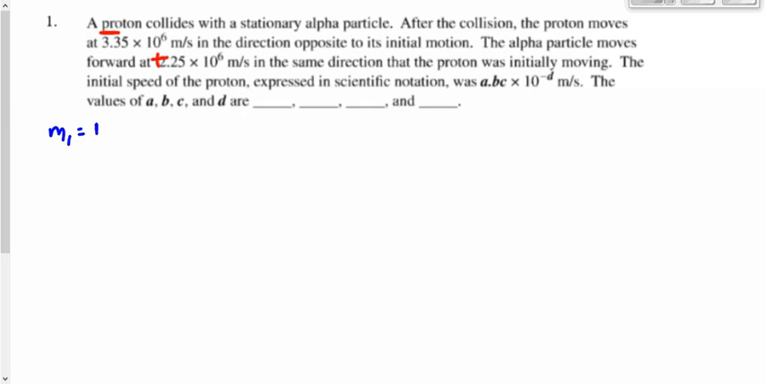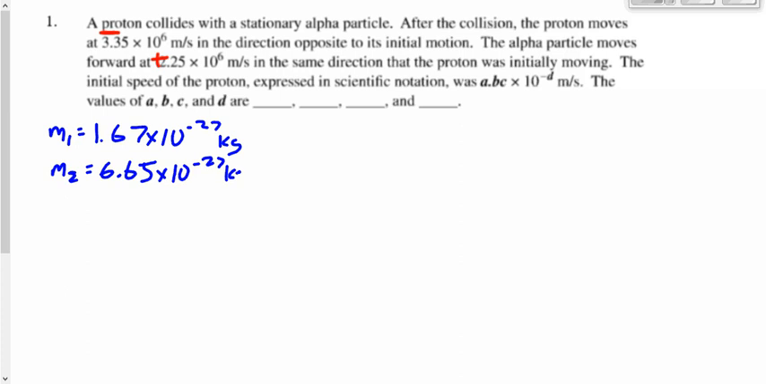It's 1.67 times 10 to the minus 27 kilograms. Do not memorize that number. You've got enough stuff to worry about; memorizing masses of protons is not one of them. Check your data sheet for that. M2, the mass of the alpha particle, is 6.65 times 10 to the minus 27 kilograms. Don't memorize that either. We use these numbers enough through the year that you might actually remember them by the end of it.